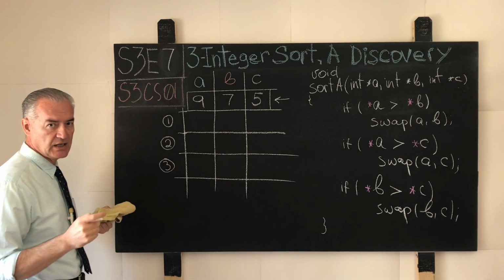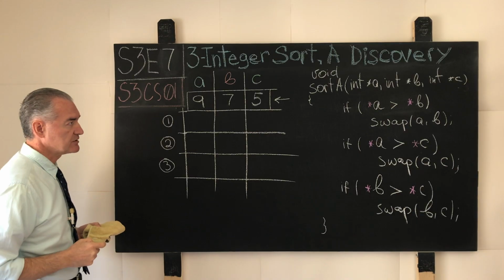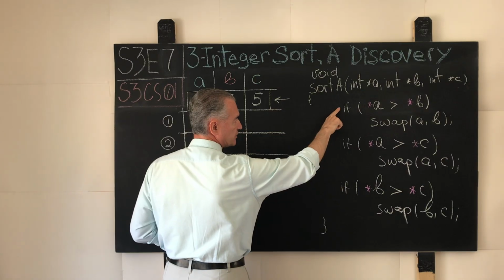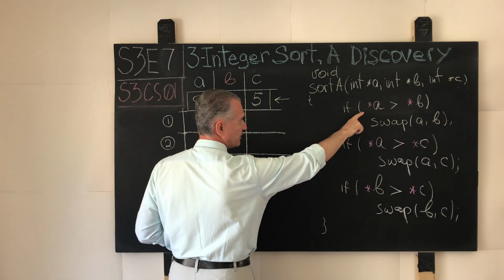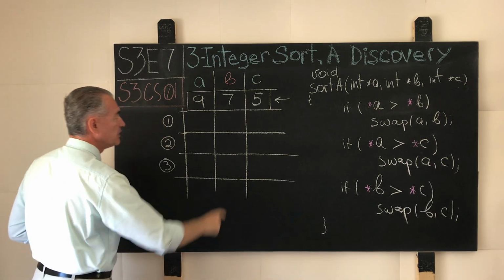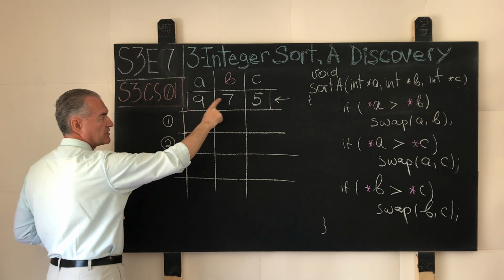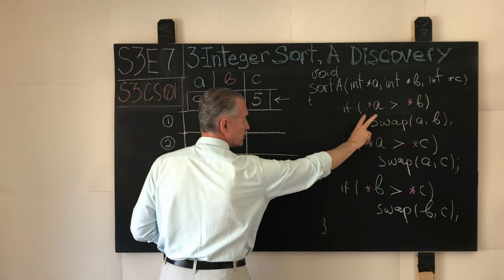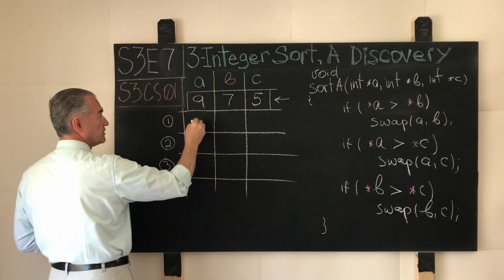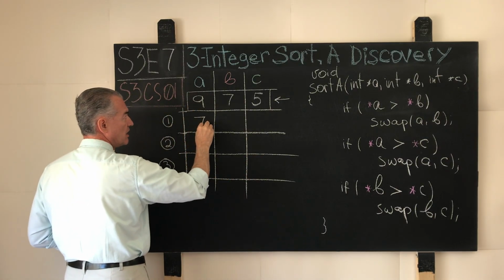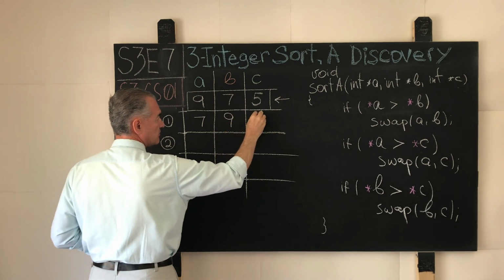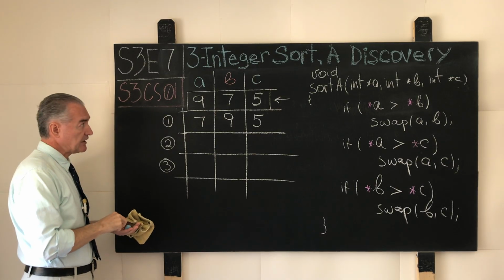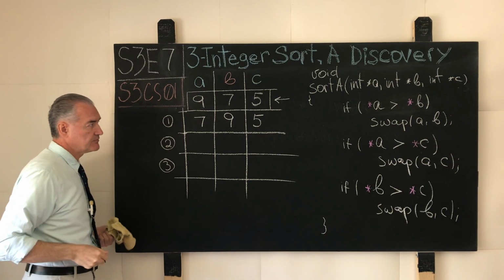So now we want to see how the numbers will dance around according to our algorithm. Our first step over here, the first if statement, says what? If the value in A is greater than the value in B. 9 and 7. Is 9 greater than 7? Yes, it is. 9 is greater than 7. So what do we do then? Over here, we swap A and B. So here in A goes 7, in B goes 9, and 5 stays in C. So far, so good.